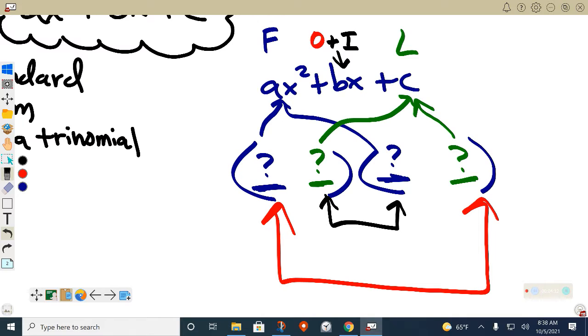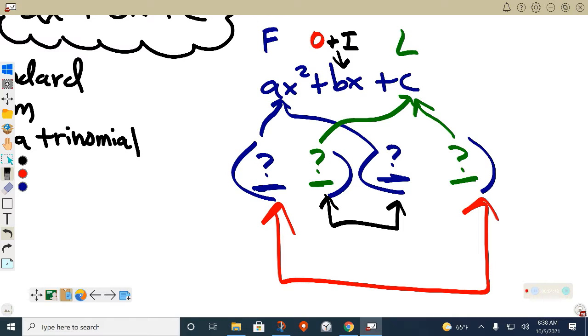The outers in red plus the inners in black become the bx. The first in blue become the ax squared. The last in green become the c. First, outside, inner, last. Let's try it now. So right here I'm trying to color code. The blues multiply to become the first, the ax squared. The greens multiply to become the c. And then the red and the black add up to be the bx.